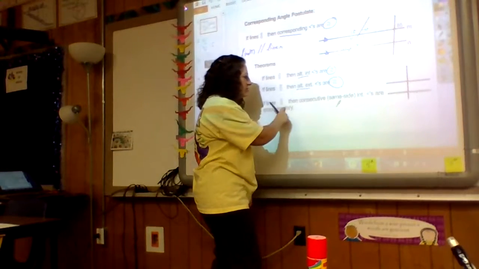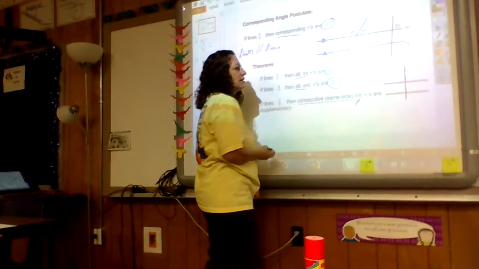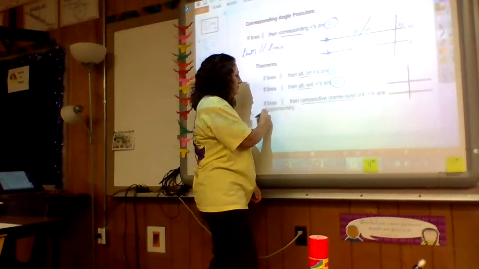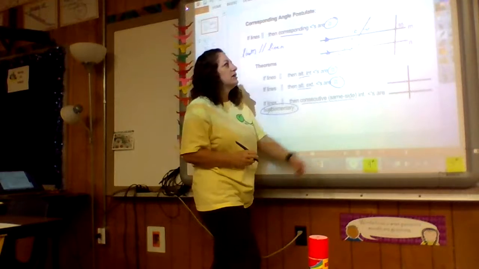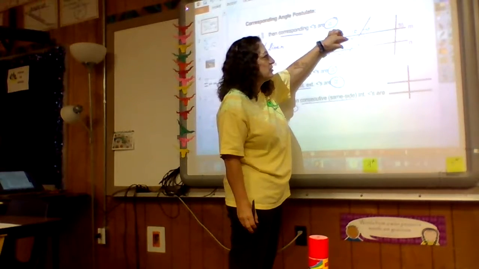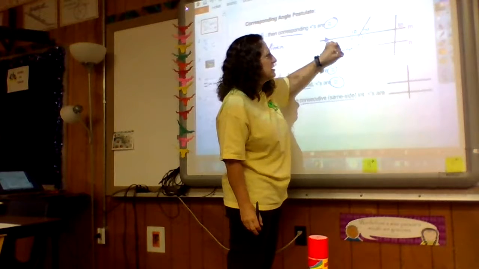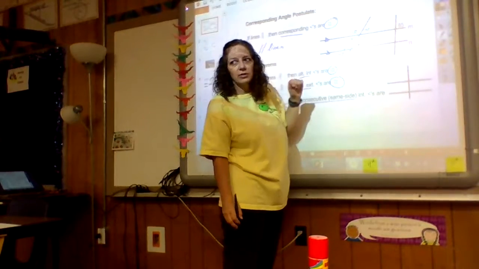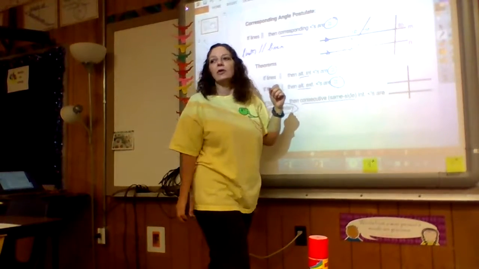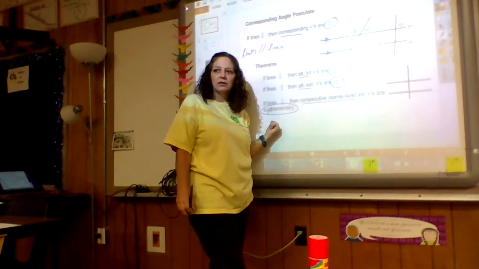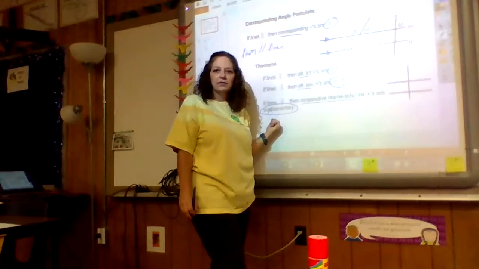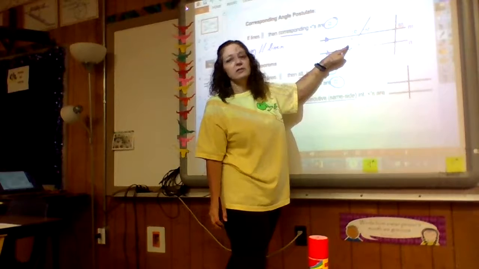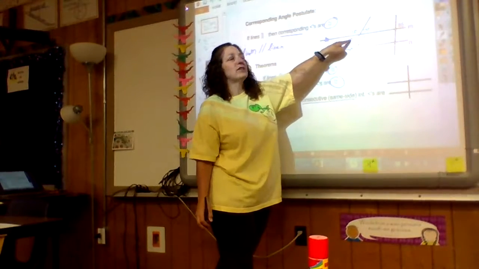Look at the relationship, if lines are parallel, of the consecutive or same side interior angles. What does it say they are? Supplementary. Not congruent, but supplementary. So here's a set of my same side interior. That's because this corresponds to this, and those two make a linear pair together. If they're supplementary, they total 180, and there are two angles, so if this was a 90, then this would be 90. But right now it's a 110, so this has to be a 70.